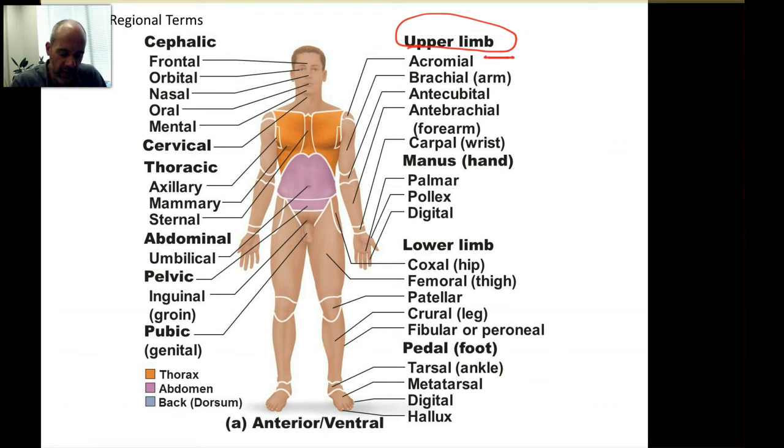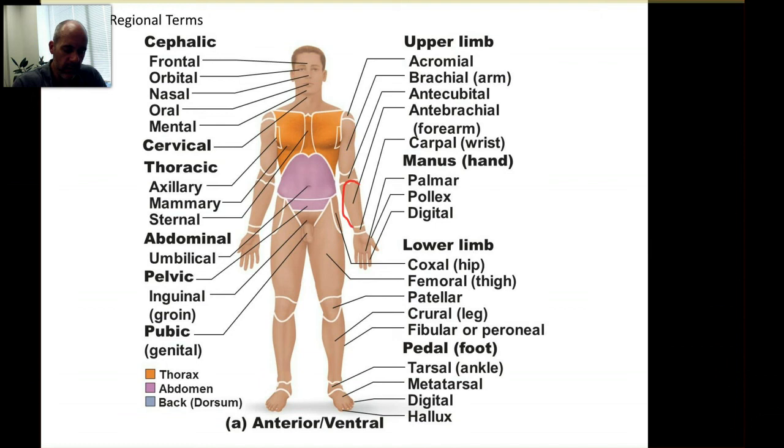Brachial refers to the upper arm. Antecubital, this is probably a new one for you. If you think about your elbow, the front side, anterior side of the elbow, that is the antecubital region. The cubital region is actually the posterior side. What you think of as your elbow can also be called the cubital region back there. So anterior to the cubital region. That's where that terminology comes from.